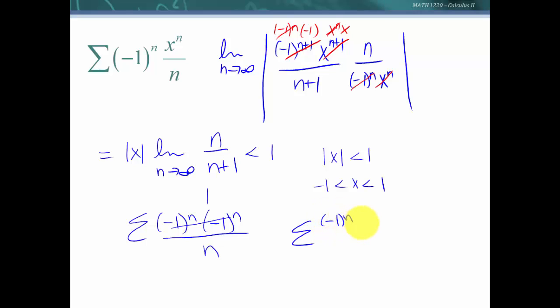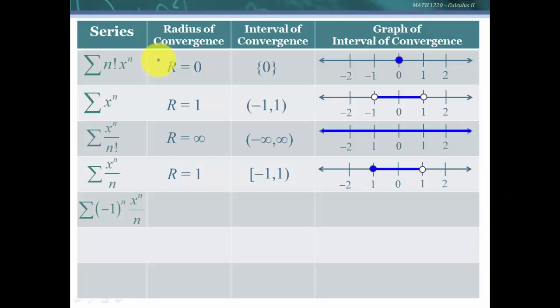So we have (-1)^n, 1^n over n, and again we have harmonic but alternating, which converges, and so we would include this endpoint. So our radius of convergence was 1. We did not include the -1, but we did include the 1. So if we graph that, not included, included.